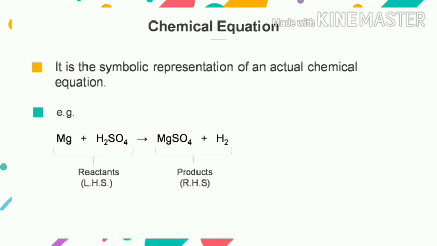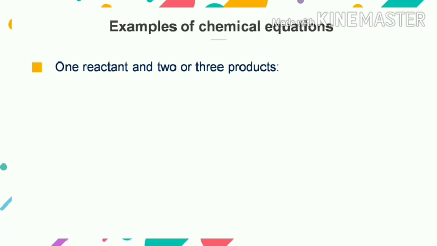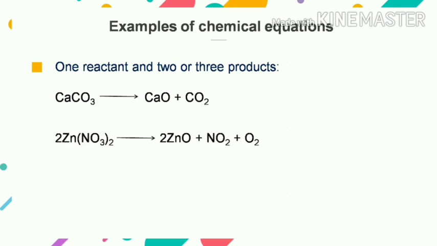Next we have to do some examples of the chemical equations. So let's see these examples. Number 1 is the example of such equations in which one reactant and 2 or 3 products are there. This kind of reactions involve decomposition reactions. For example, calcium carbonate on heating decomposes to form calcium oxide and carbon dioxide. Zinc nitrate on heating decomposes to form zinc oxide, nitrogen dioxide and oxygen. The first one is the example in which we have one reactant and 2 products. Second is the example for reaction in which we have one reactant and 3 products.